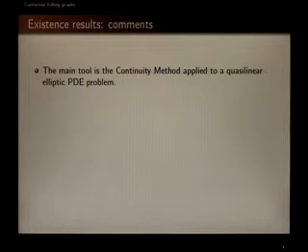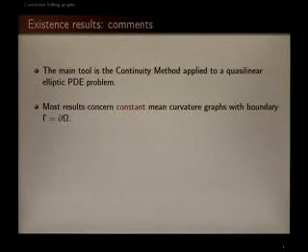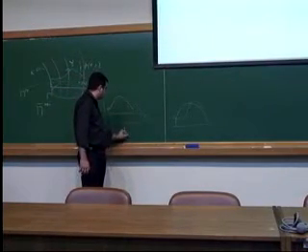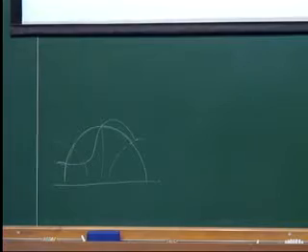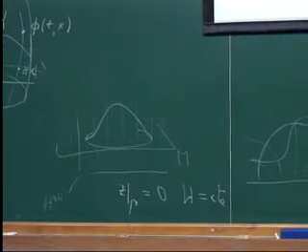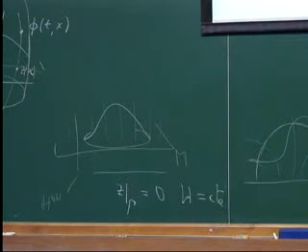Some comments about this kind of result. Of course, the main tool to deal with this problem is the continuity method. Often this formulation concerns graphs with a trivial boundary, that is, graphs which have the same boundary as the domain. And in this case, you have this Dirichlet condition, and H generally is taken as a constant. In general, these existence results I mentioned before treat this particular case.